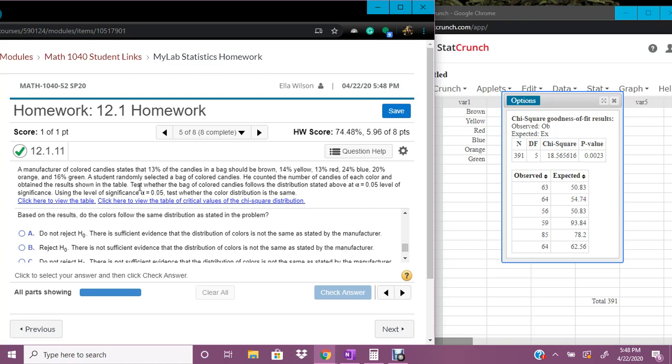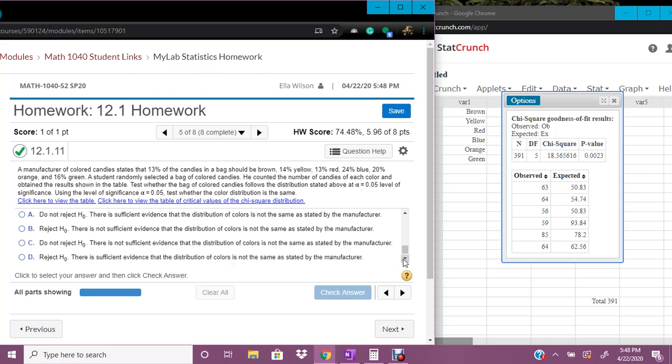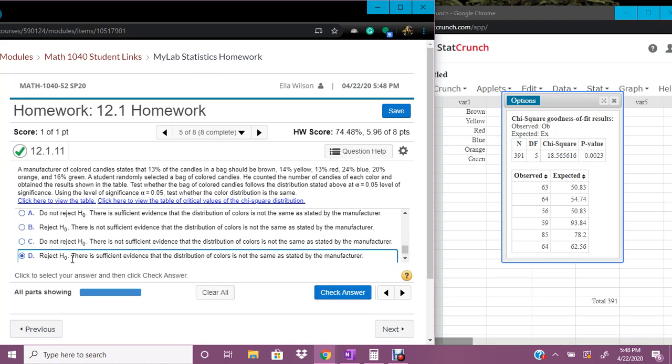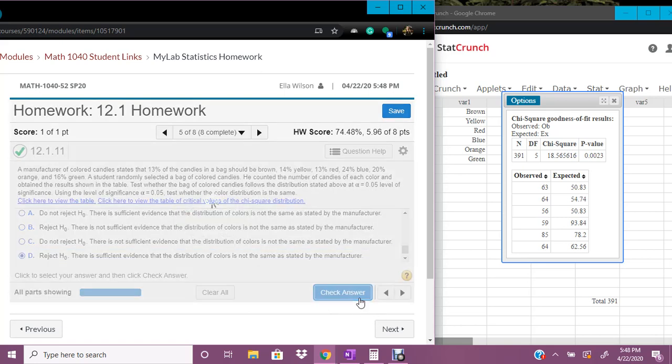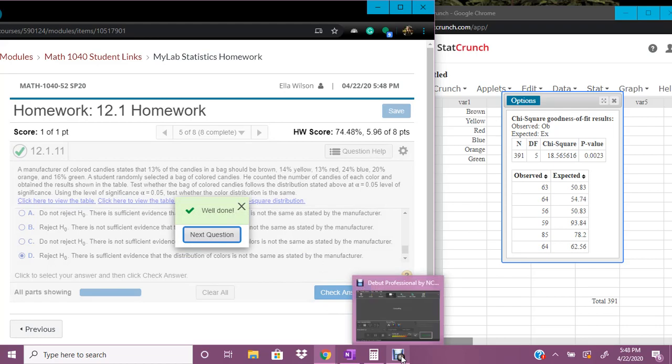Same thing with our level of significance, same rules apply. If the p-value is less than the level of significance, like it is here, we reject the null. But if the p-value is greater, then we do not reject. So in this case, we're rejecting the null hypothesis. When we reject the null, it's because there is sufficient evidence that the distribution of colors is not the same as stated by the manufacturer. All right, and that's it for question 5.